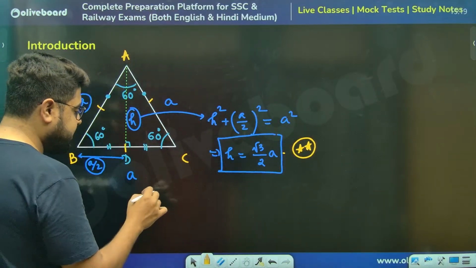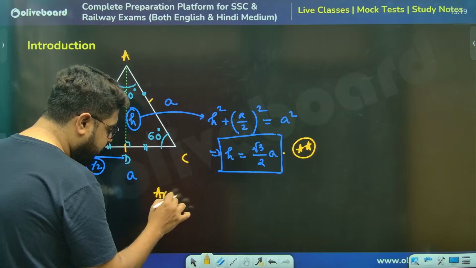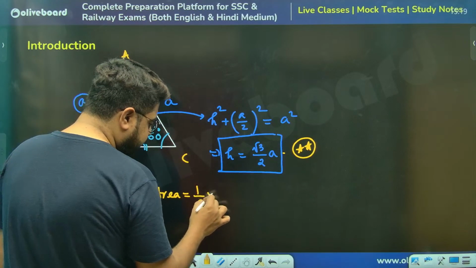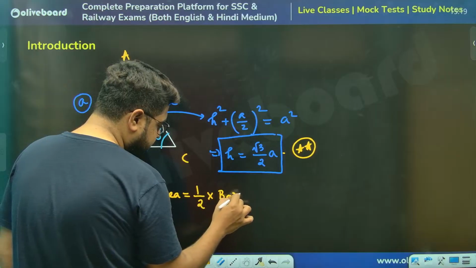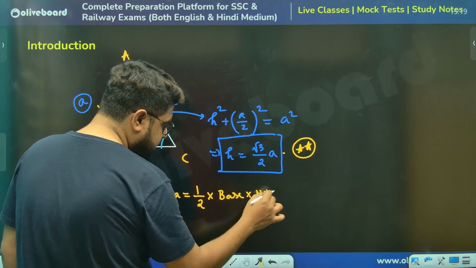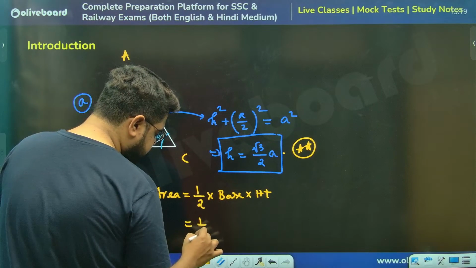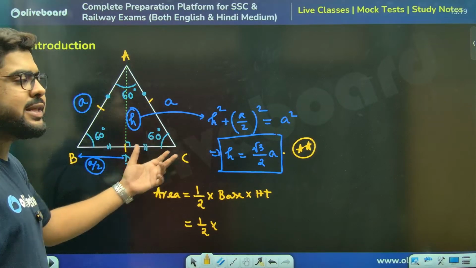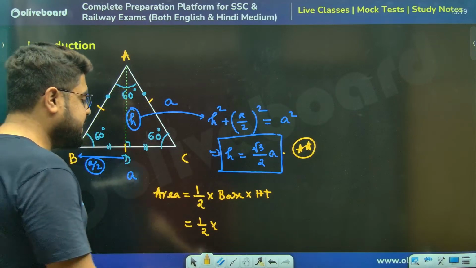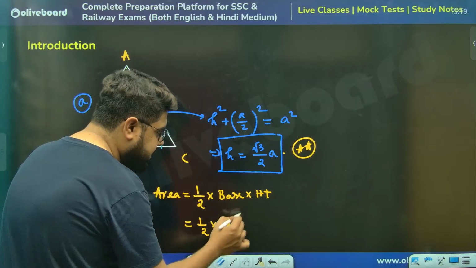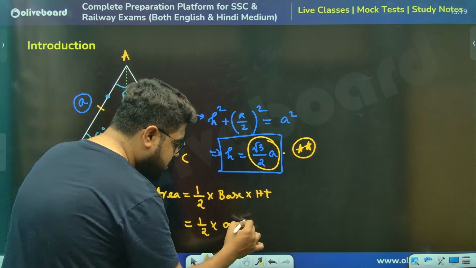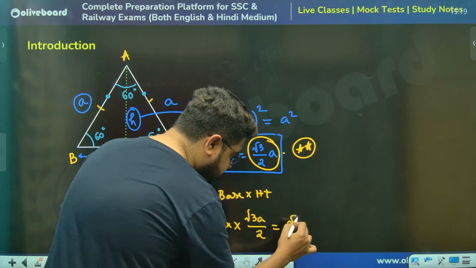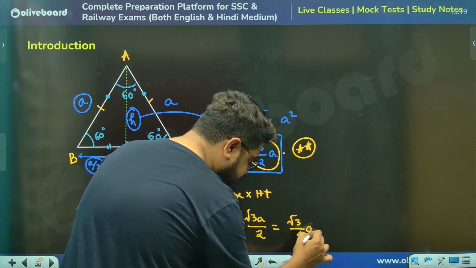But sir, the next one, then area. Area of any equilateral triangle. Sir, we know area for any triangle is half into base into height. Base is any side you take. This is A only, the base, like BC. That is, sir, A. Height is what, sir? Height we just got, sir: root 3A divided by 2. So if you calculate, you will get root 3 by 4 into A square.